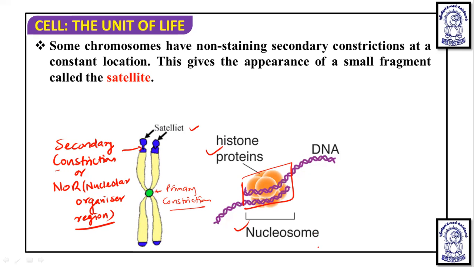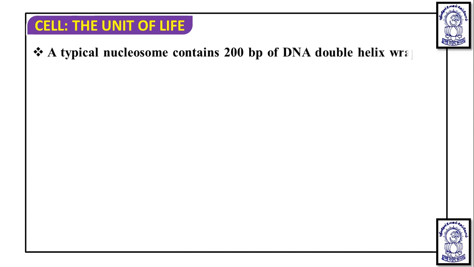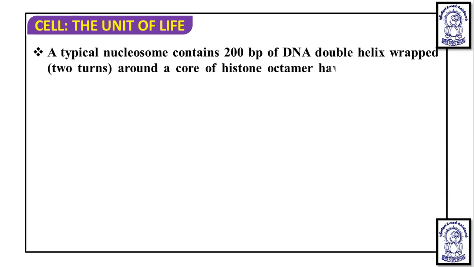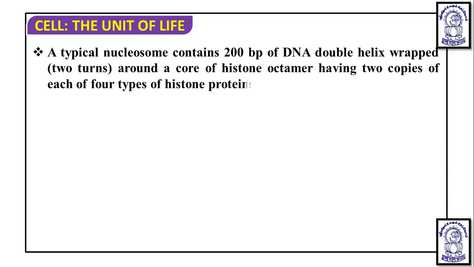Now, after this, we are going to talk about how the chromosomes are formed or condensed. Chromatin gets condensed to form a chromosome, and for this the histone proteins are required. Now, let's see how they work. A nucleosome is formed when DNA is coiled around the histone protein. A nucleosome contains 200 base pairs of DNA double helix, which wraps and takes two turns around the core of the histone octamer.